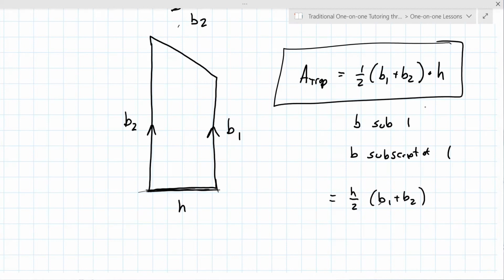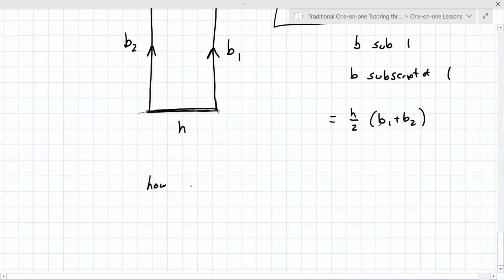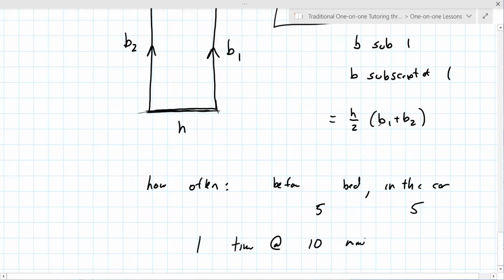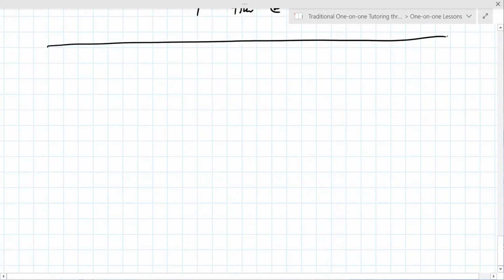Okay, perfect. Great. So when you're trying to learn stuff like this, what's most important is how often, not how much time. So what I mean by how often is like before bed, in the car, kind of thing. That's better, even if it's 5 minutes and 5 minutes, than just doing it one time at 10 minutes. It's how often you do something that's really going to help make the difference here. Okay, so let's look at some problems, and I'll try my best here to give you some interesting ones.